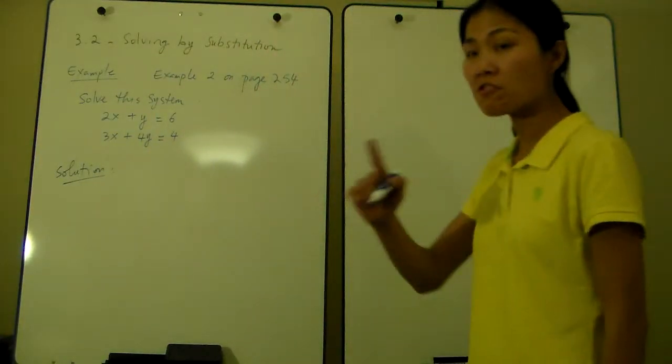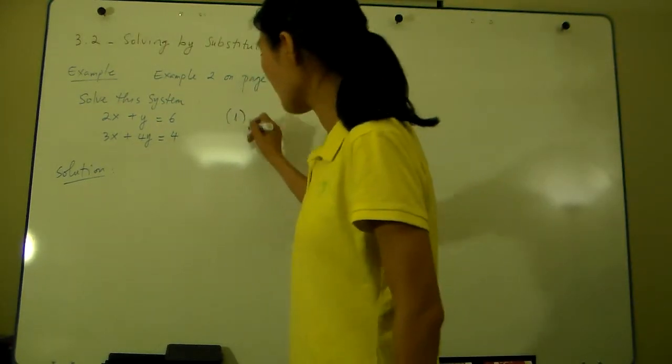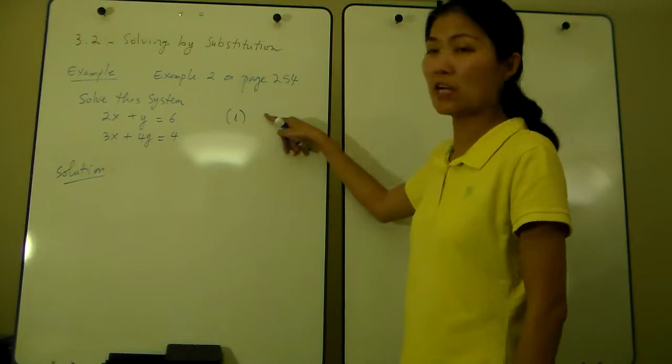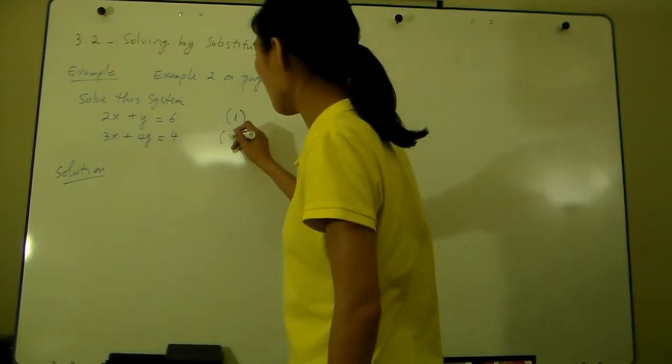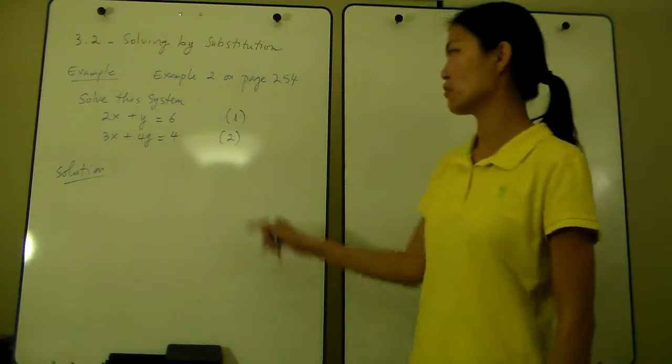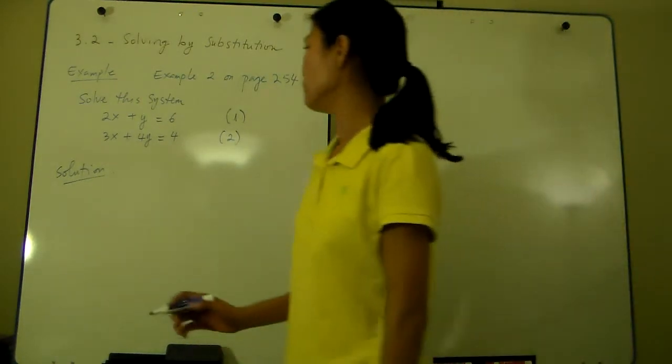Let's call the first equation right here equation 1. So I give a notation 1 here. Let's call this equation, equation 2. So I give a notation 2 here.